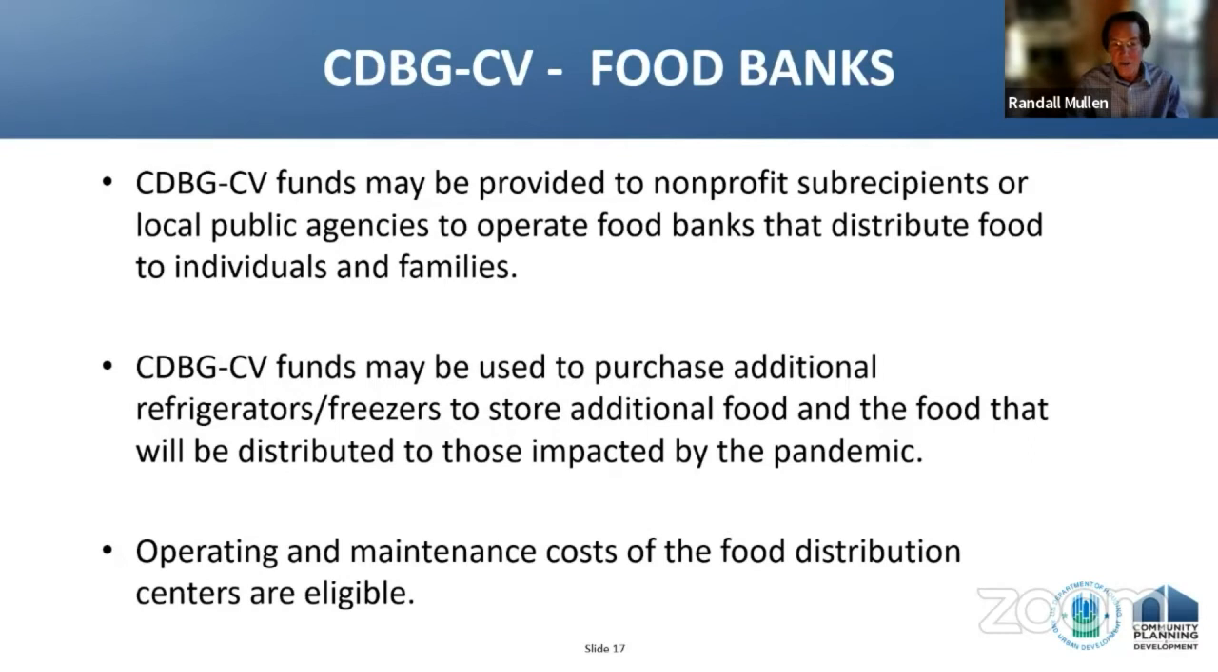CDBG funds may also be used to purchase additional equipment such as refrigerators and freezers to store additional food and the food that will be distributed to those impacted by the pandemic. And then, consistent with what Clint went over earlier, costs associated with the operating and maintenance expenses of food distribution are eligible under this item listed within the CDBG regulations. Next slide, please.